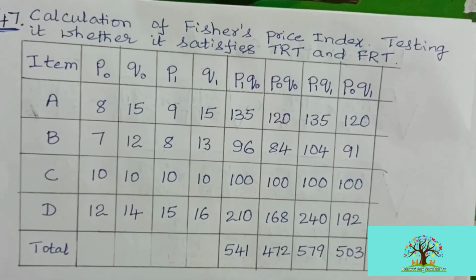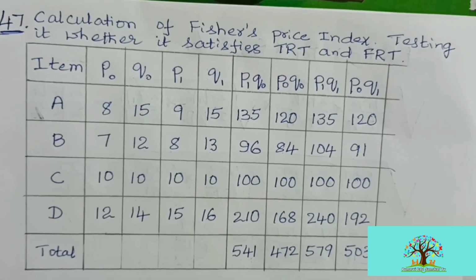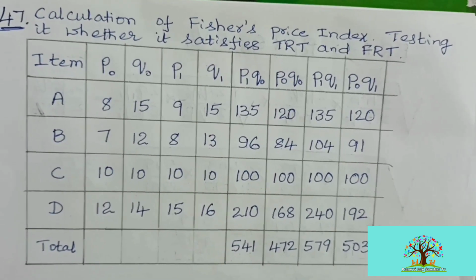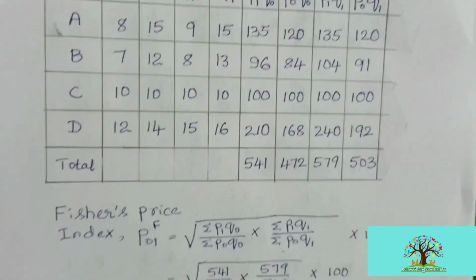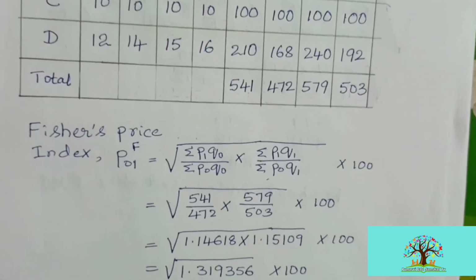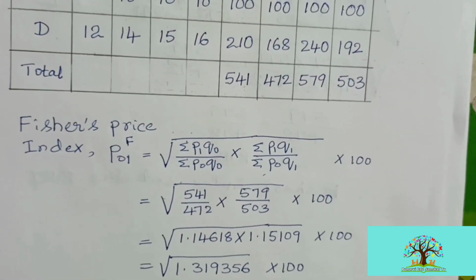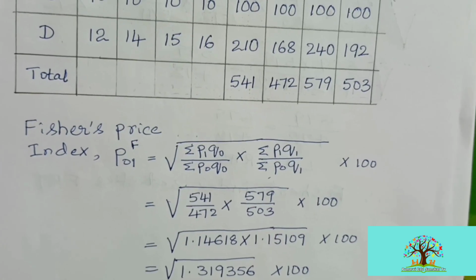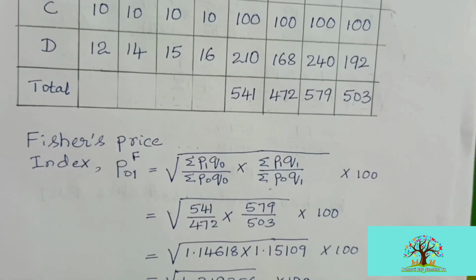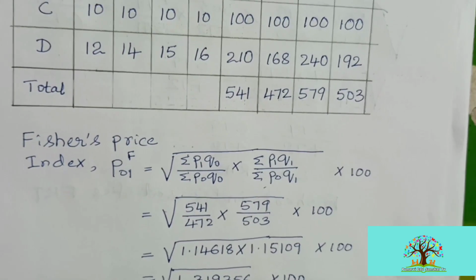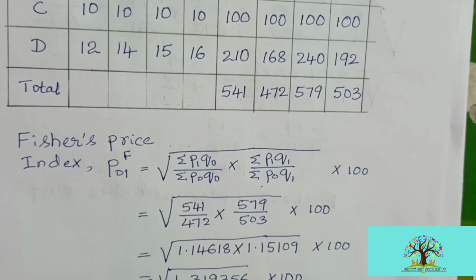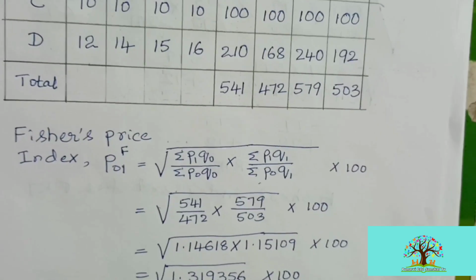Okay, so find out the summations. Then once you find out that, do this table, we have to move to calculate first Fisher's price index. Okay, so let us see, write the formula first. Fisher's price index P01F is equal to root of summation p1 q0 divided by summation p0 q0 into summation p1 q1 divided by summation p0 q1, into 100 outside the root.